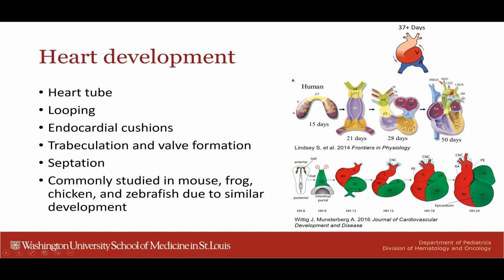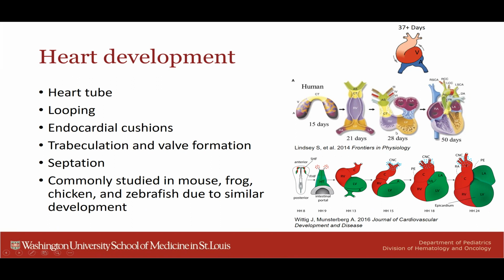Also at around 21 days, you begin the looping process, which begins to convert this tube into more of the shape that you think of when you think of the heart. And it begins to lead to distinction between the various chambers of the heart. And then where the valves will end up forming, you actually end up with these endocardial cushions that eventually convert into valves over time. And eventually you'll also begin to join various parts of the heart after this looping process, where you can then begin to see these chambers and valves fully form.